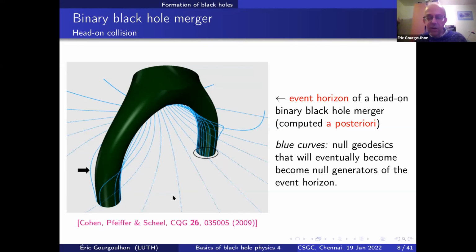Here, this is a head-on collision of two black holes, so it's also a rather academic process, because in nature the binary black hole mergers that we are observing with LIGO and Virgo are actually made by orbiting black holes, not head-on collision. But okay, let us assume a head-on collision. And so this is a kind of spacetime diagram.